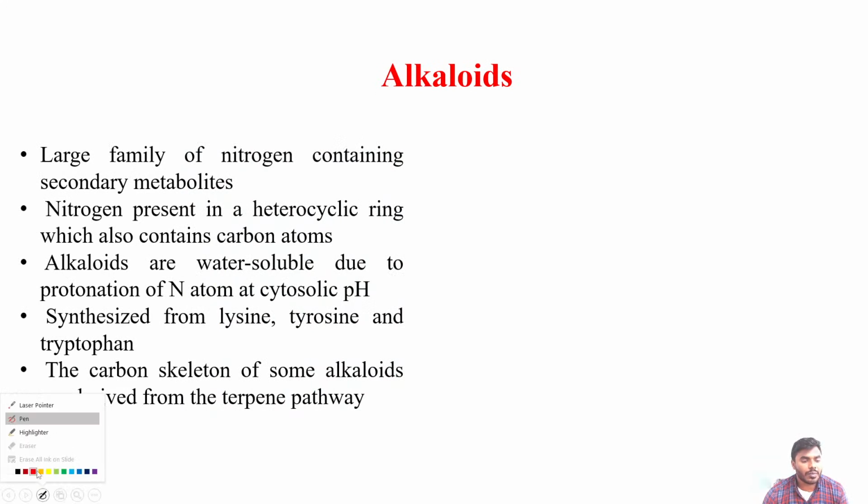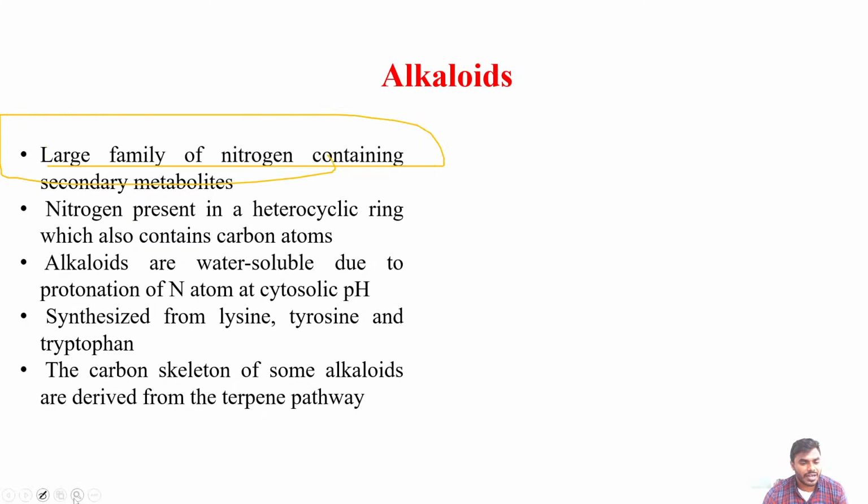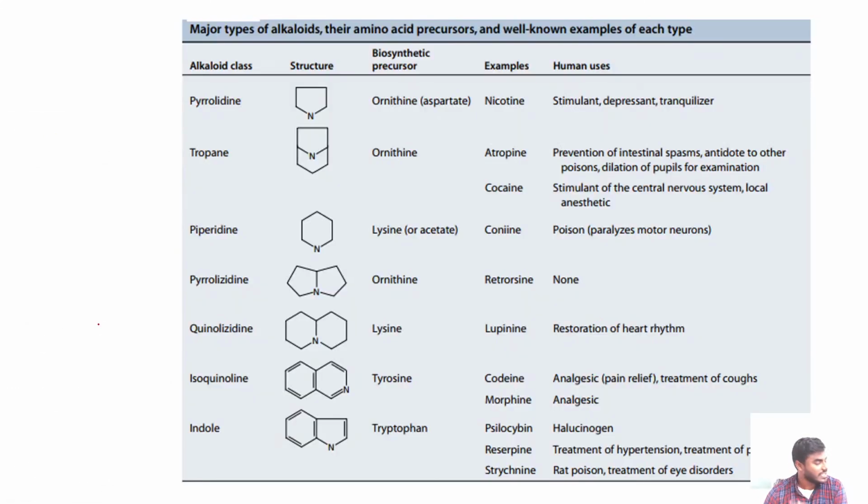Alkaloids, what do you have to remember? They are the large family of nitrogen containing secondary metabolites. You only look into the structure. Everywhere in the ring, nitrogen is present. That's why we can call it a nitrogen containing compound. My friends, it's not at all necessary to remember the structures. What do you have to remember? Name of the alkaloid class, biosynthetic precursor, example, human uses.